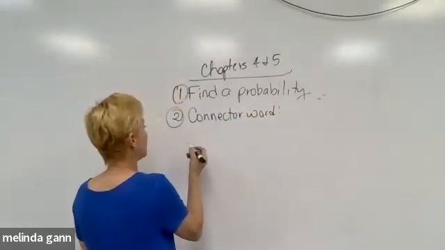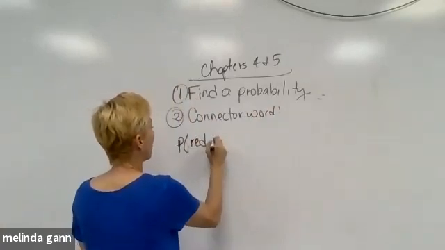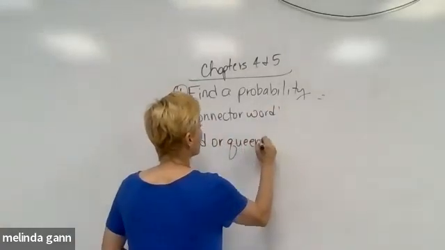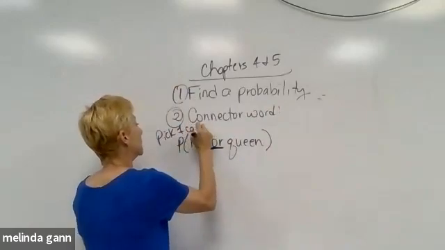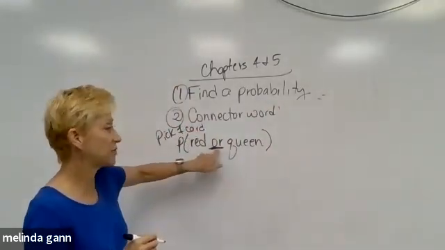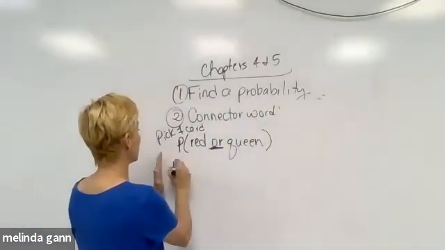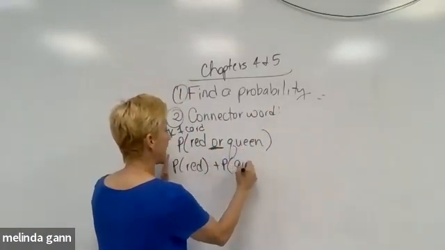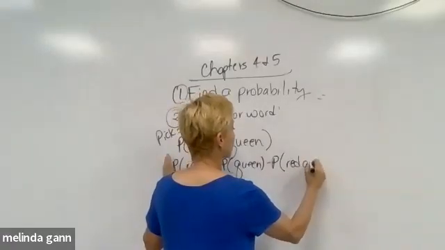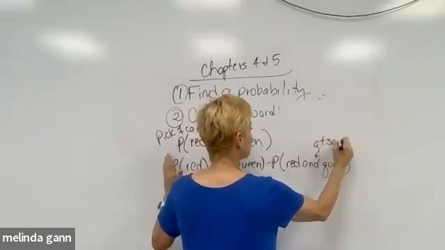All right. So if I said something like, what's the probability that you get a red card or a queen? Well, see, or, and you're picking one card. All right. Well, that's one thing one time, but there's a connector word. So there's an or formula on your formula sheet. And that or formula says it's the probability of just the first one plus the probability of just the second one minus the probability that they both happen at the same time. So this means at the same time.